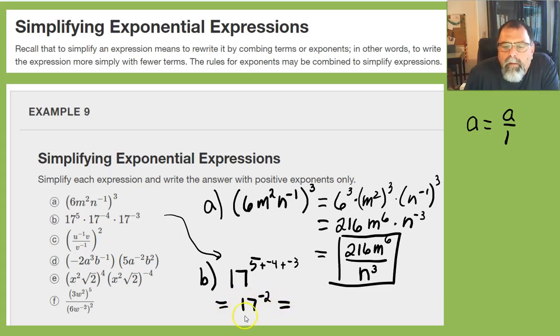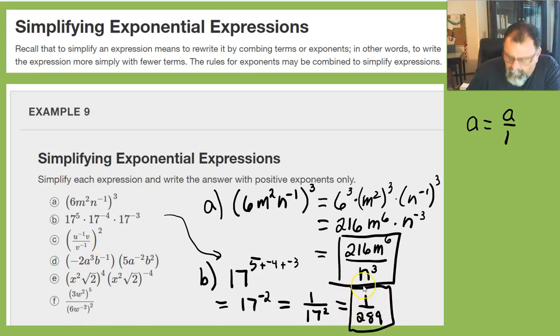And then now, again, put this over 1, and then this is going to get moved to the bottom. So there's a couple different ways you can think of negative exponents. One way is it's a reciprocal. So it's 1 over 17 squared. And then 17 squared is, I believe, 289. Better check that. Yeah, that's 289. Okay, so there you go.